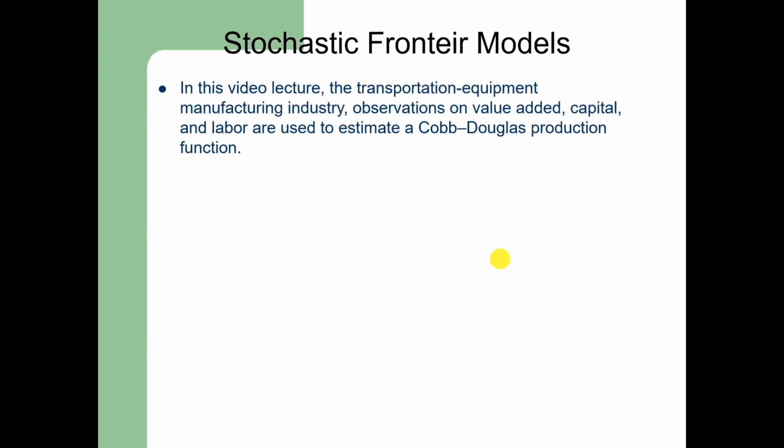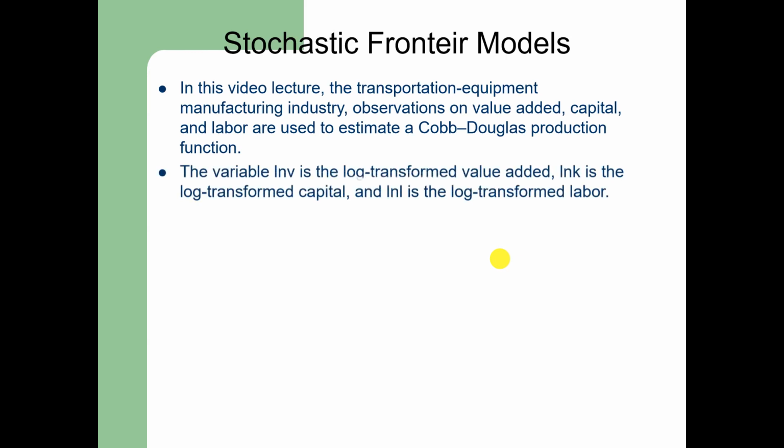In this video lecture, the data is from the transportation equipment manufacturing industry from USA, and we have observations on the value added, the capital and labor which are used to estimate a Cobb-Douglas production function. The variables in this data set are the natural log of value added, that is log transformed value added, natural log of capital, which is log transformed capital, and natural log of labor, the log transformed labor input.